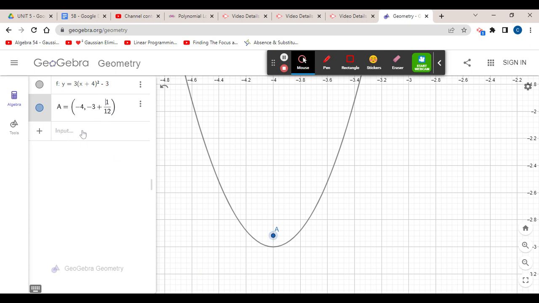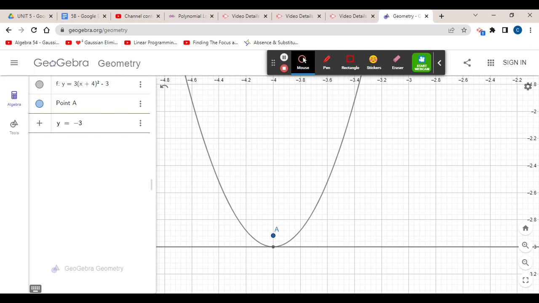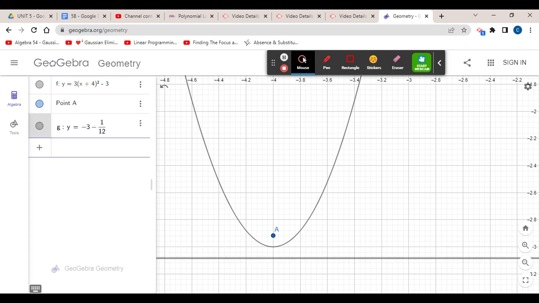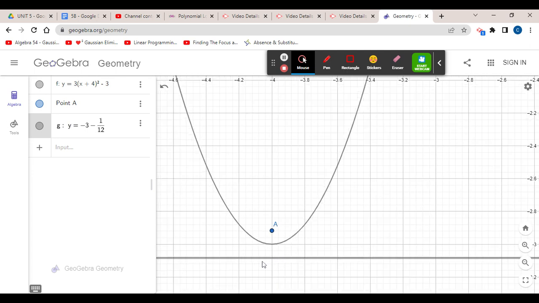Our directrix is going to be a horizontal line, so the directrix is going to be y equals something. And remember, we're going to subtract P from the y value at our vertex. So our y value is -3 minus 1/12. And now that gives us our directrix line right down here.